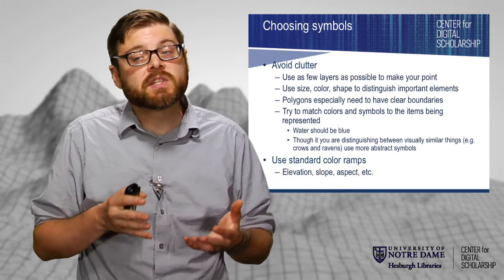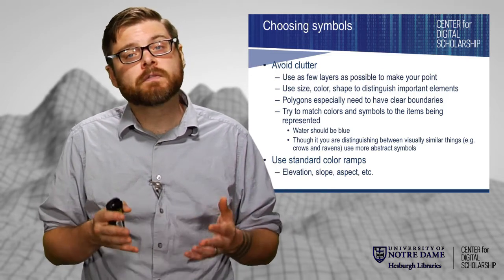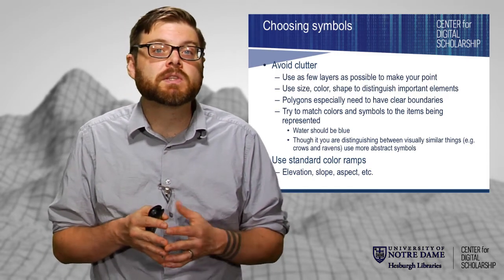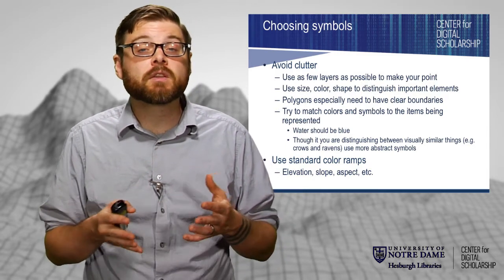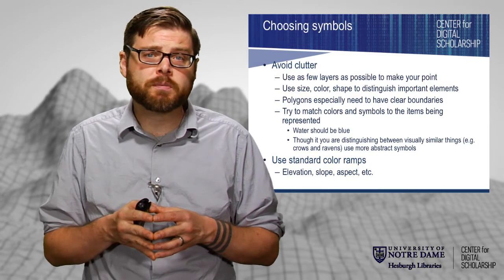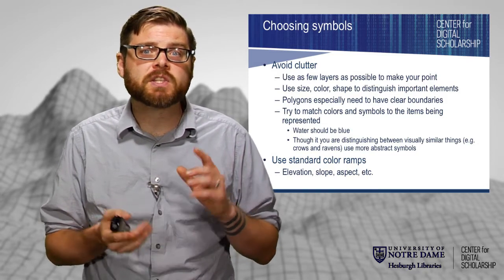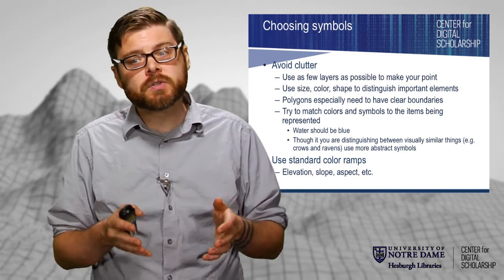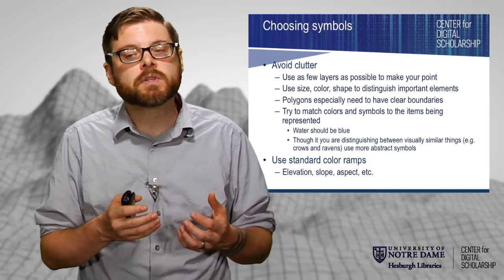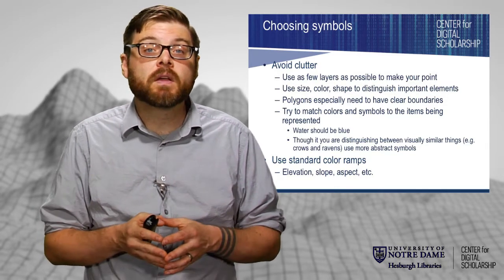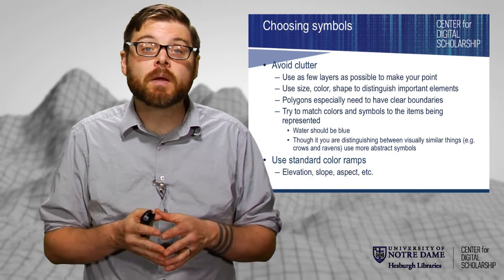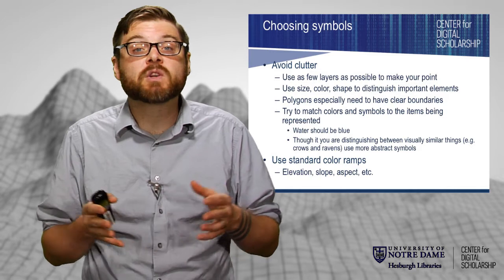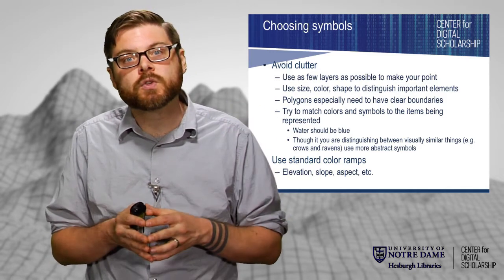You want to use your sizes, shapes, and colors, so use your symbology, for anything that you have to distinguish, whatever important elements it is you're trying to show. In particular, with polygons, you usually have to make sure you've set a good boundary color on them, or it can be very hard to see the distinctions between them. And whenever possible, try to match colors and symbols to the items being represented. So, for instance, if you're making a map that has an ocean on it, it's probably a good idea to make water blue on a map, to make forests green. It just triggers us a little bit more strongly.